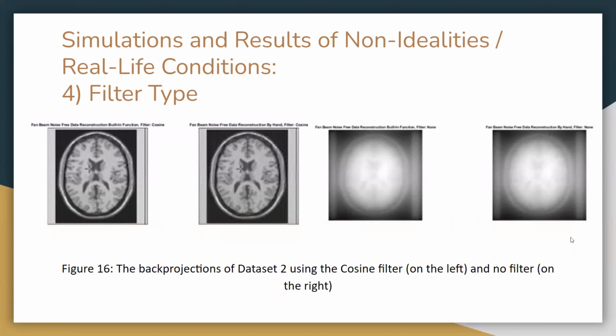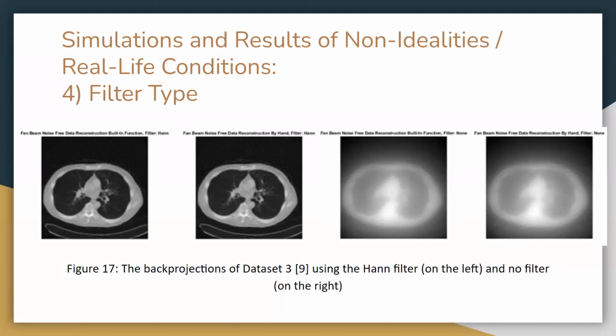This shows a brain, for example. Here we applied to it a cosine filter. And on the right-hand side, we can see the non-filtered version of it. And here also we have the chest image, and we can see the Hann filter applied to it and no filter applied to it on the right, as we can see here.